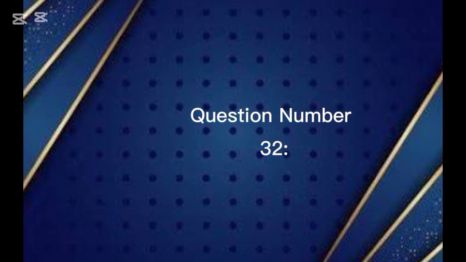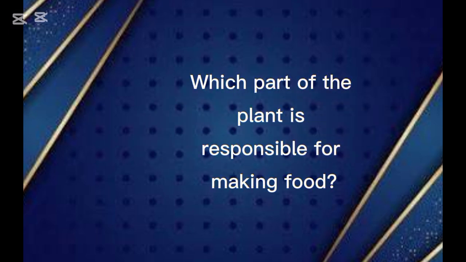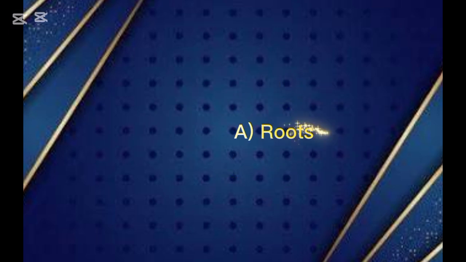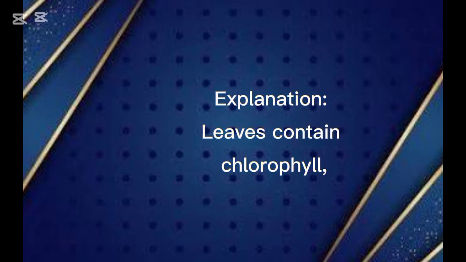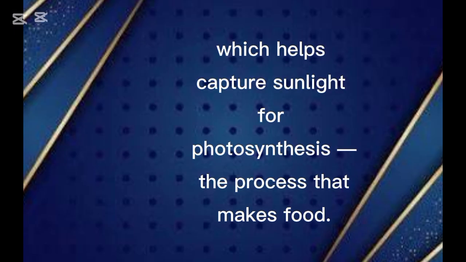Question number 32. Which part of the plant is responsible for making food? A. Roots, B. Stems, C. Leaves, D. Flowers. Correct answer, C. Leaves. Explanation: Leaves contain chlorophyll, which helps capture sunlight for photosynthesis, the process that makes food.